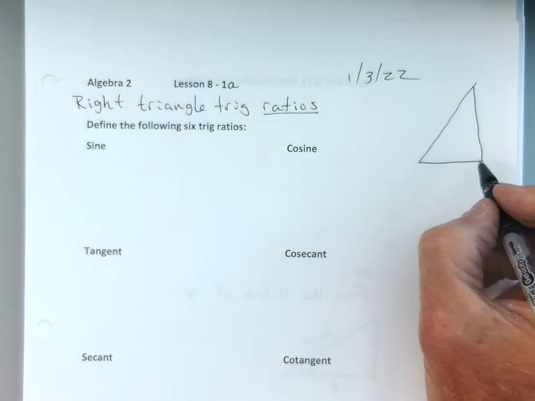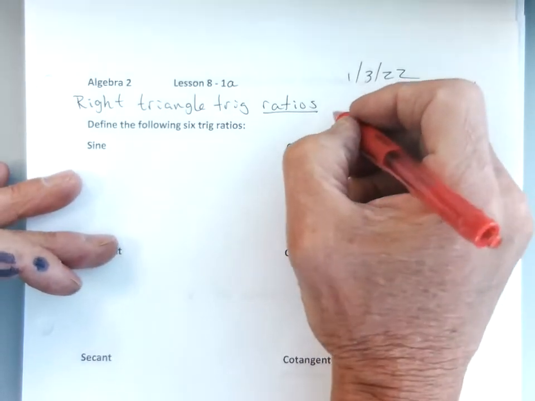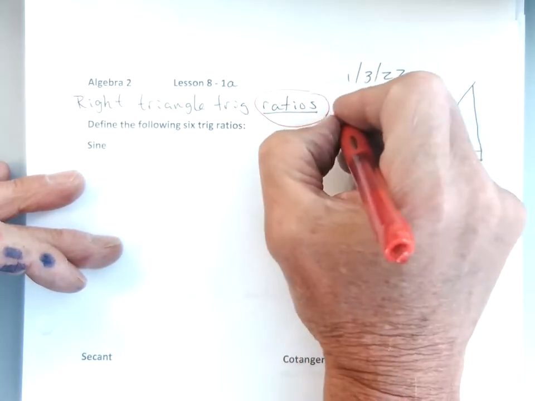Draw a right triangle. Put the box in. Make sure you do that. The box has to be there because the box means 90, so it's a right angle. So, ratios means fraction. It's just a fancy word for fractions. Let me write that down so you know what we're looking for. Ratio just simply means a fraction.